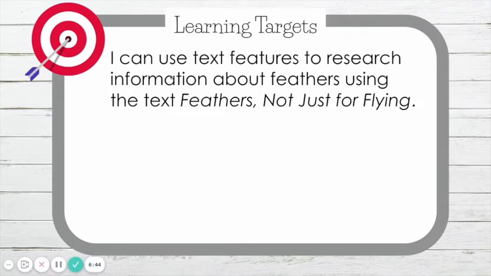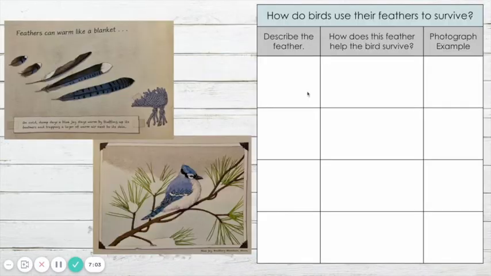Today's learning target says, I can use text features to research information about feathers, using the text Feathers Not Just for Flying. Today, you're going to be a researcher, just like our author, Melissa Stewart. And you'll be using those text features to help you research information about feathers. Today, since we are answering this question, how do birds use their feathers to survive? Remember, that's our Unit 2 guiding question. We will be using this graphic organizer or this table to help us research.